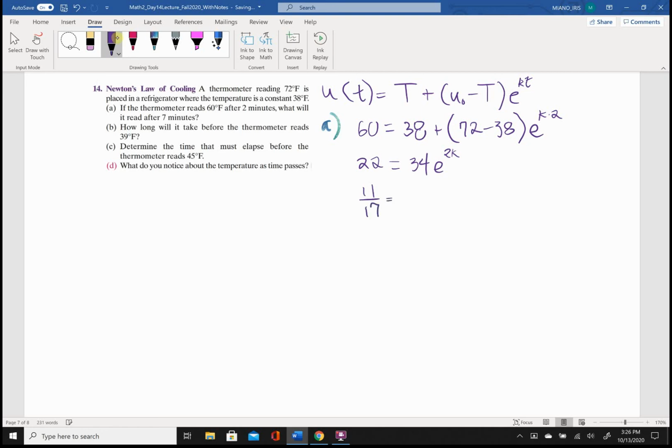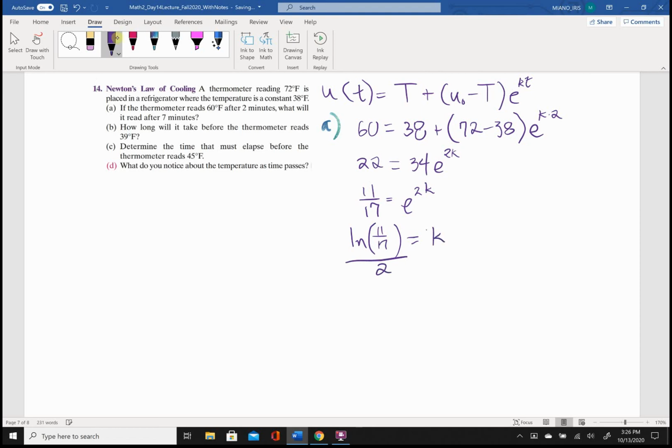I know, kind of weird, but it's nice to work with the smallest numbers possible. Okay, just to be clear, I divided both sides by 34, so 22 over 34 reduced to 11 over 17. Hopefully everybody's on board with that. Equals e to the 2k power. Now we're ready to take the natural log of both sides, or to convert it into the natural log, however you like to think about it. And that'll give you 2k over here, so we can just divide both sides by 2 in order to get k all the way by itself.